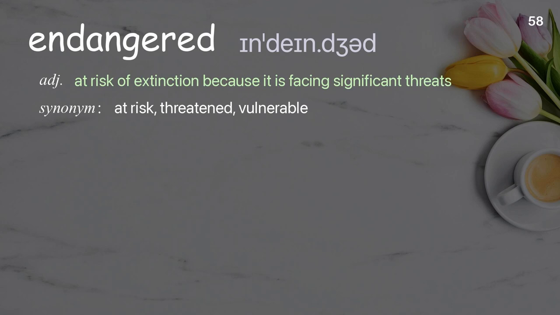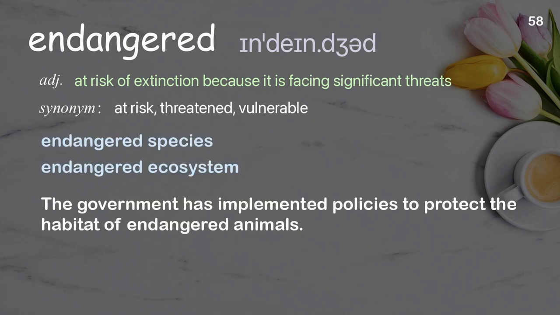Endangered: at risk of extinction because it is facing significant threats. Examples: endangered species, endangered ecosystem. The government has implemented policies to protect the habitat of endangered animals.